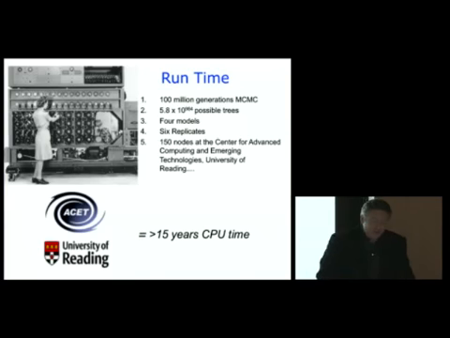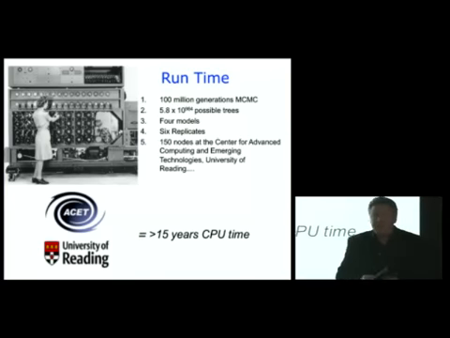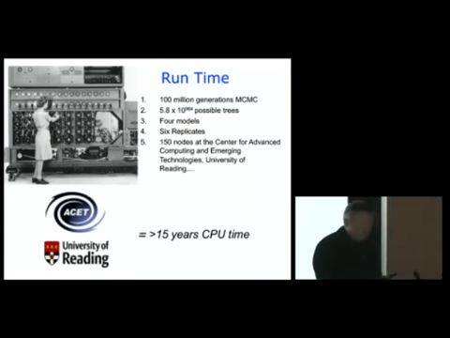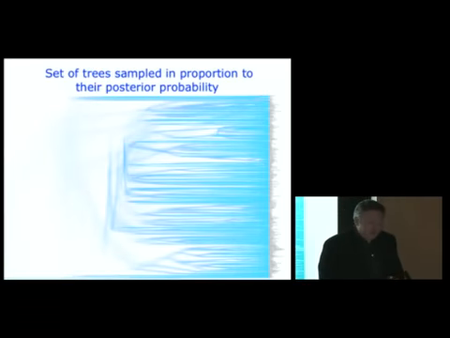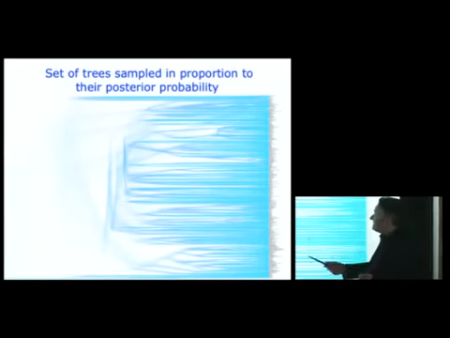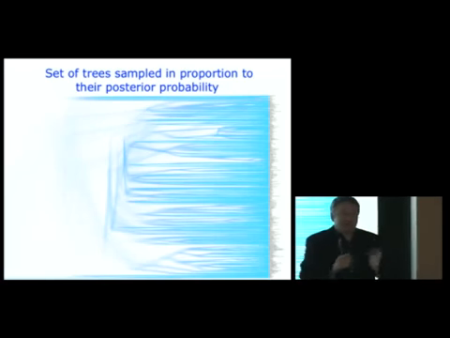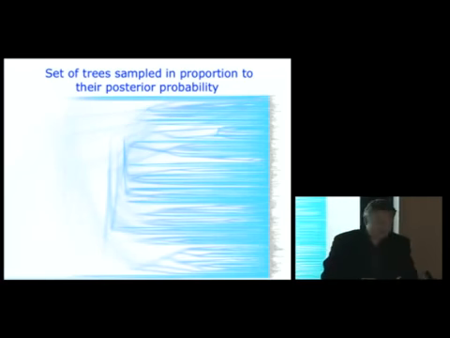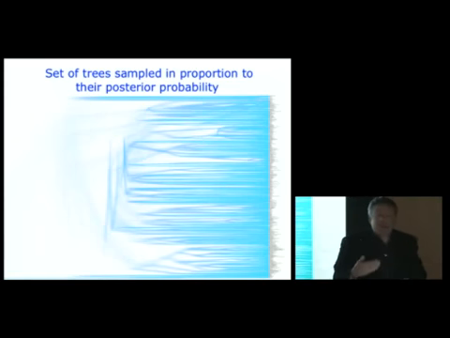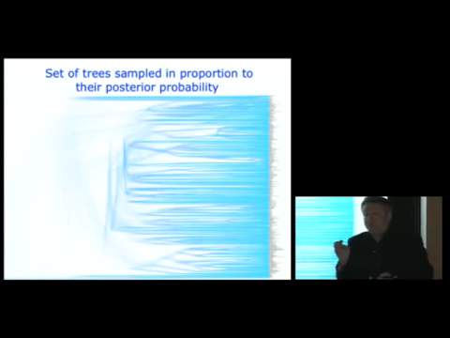So we ran that analysis on the cluster. It took about 15 years of CPU time. And what we did was to produce, at the end of the analysis, a set of trees sampled in proportion to their posterior probability. So this is shown as a cloud of trees rather than a single tree. And we used those trees to test those three hypotheses.